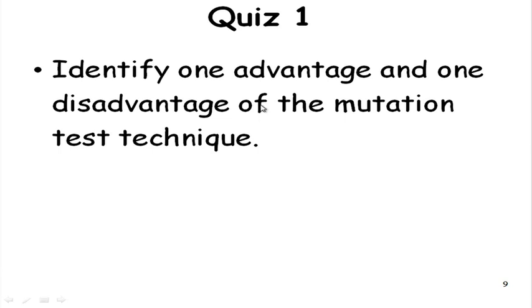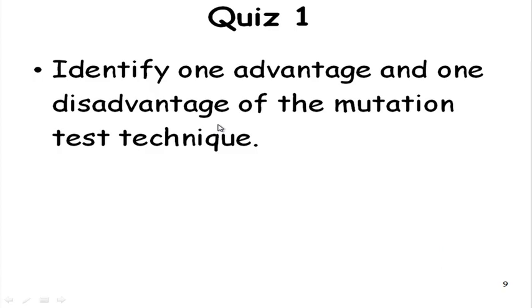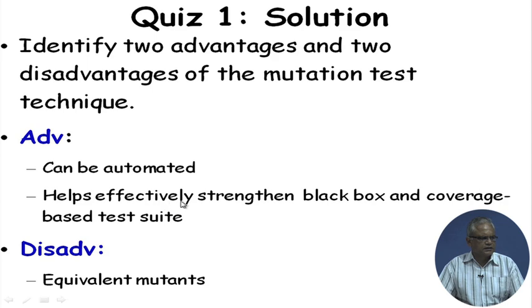So, let us ask you one question. What is the advantage of mutation testing compared to other testing techniques, and what is one important disadvantage? The answer can be that the advantage is that it is highly amenable to automation, and it is a technique which can strengthen our test suite. Once we have completed testing, we can do mutation testing to strengthen our test cases and improve the reliability of the program. And the disadvantage, we saw that one very prominent disadvantage is equivalent mutants. So, the solution written here: it can be automated, effectively strengthen the black box and coverage based test suite, and the disadvantage is equivalent mutants.